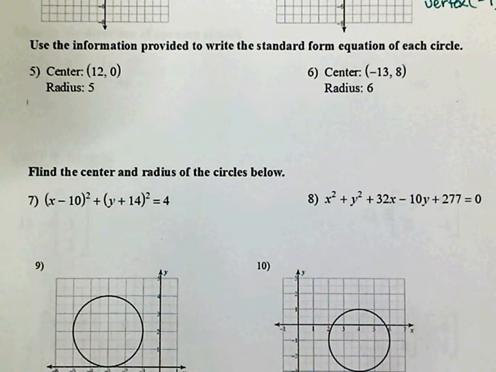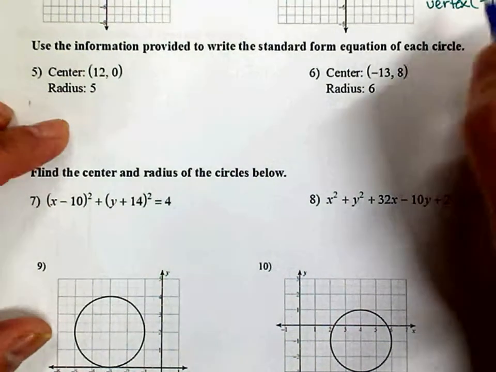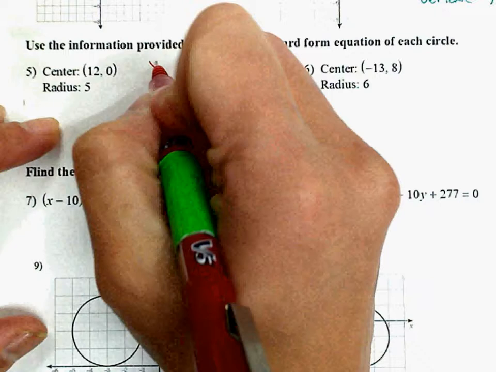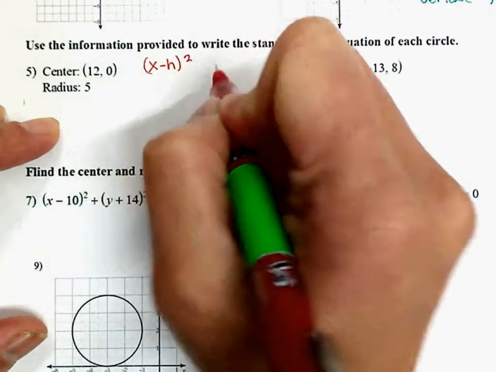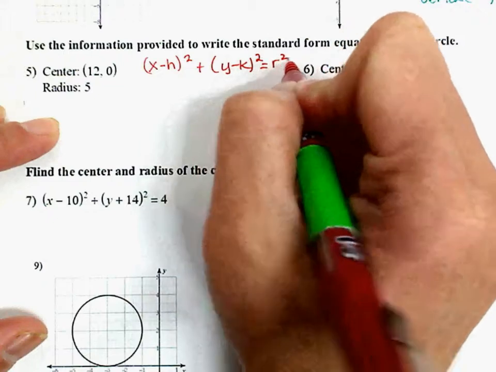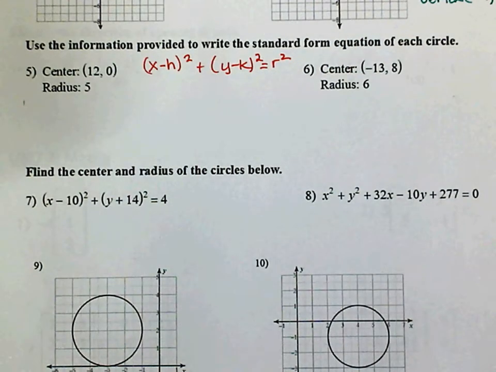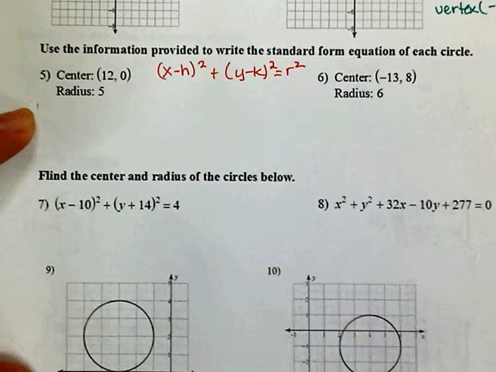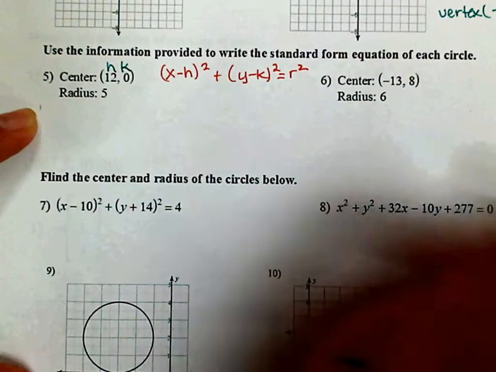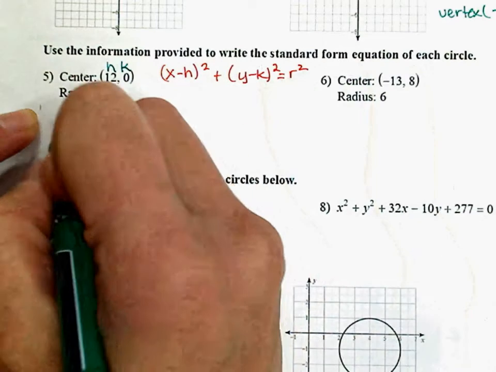It says, use the information provided to write the standard form equation of each circle. Okay? The standard form of each equation looks like this: (x minus h) squared plus (y minus k) squared is equal to r squared. So for number 5, we have a center of (12, 0). Here's your h, here's your k, with a radius of 5. So we're going to plug it in.